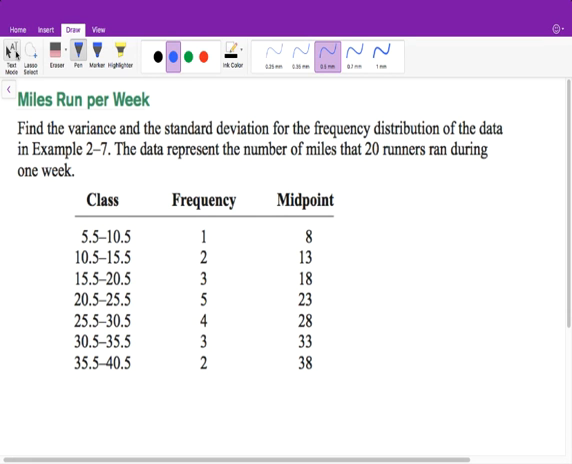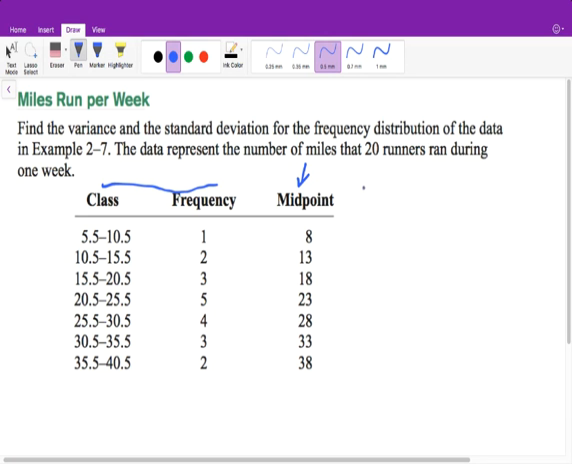If we were given this grouped frequency here, where we're just given the class and the frequency, and we want to find the standard deviation, we start off exactly like we did if we were finding the mean for the grouped frequency. So the first thing we have to do is find our midpoint. We add our class boundaries together, divide by 2, and that gives us our midpoint for each of these.